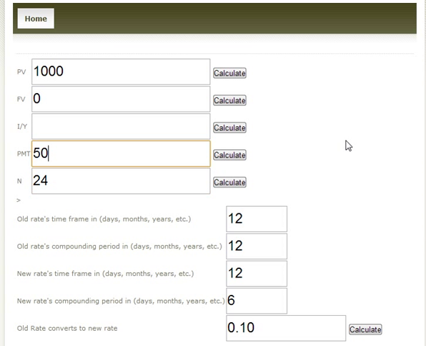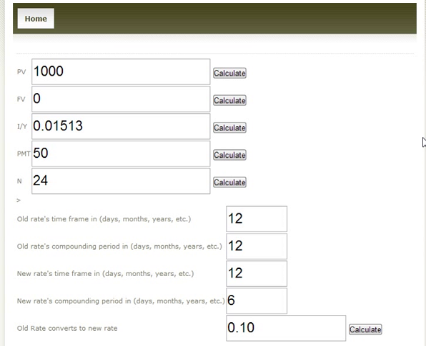And the payment was $50, so $50 every month for 24 months. That means I need to calculate the interest rate. So I've pushed calculate an interest rate on this financial calculator. You would do the same, just calculate interest rate. So we get in this case a 1.5% rate per month.